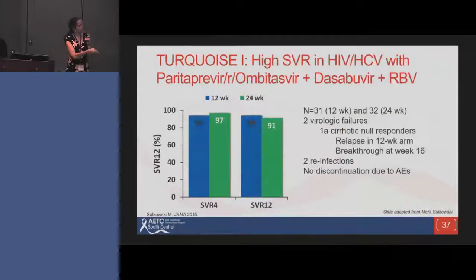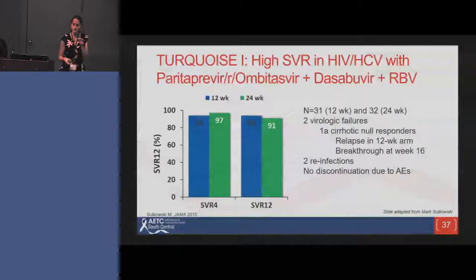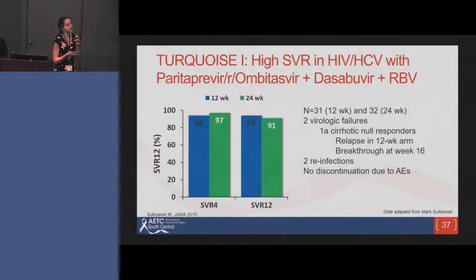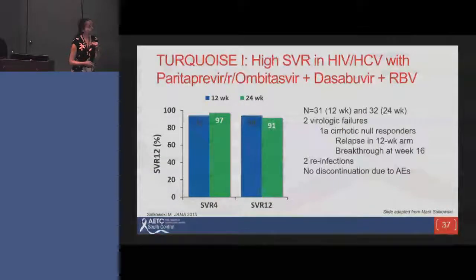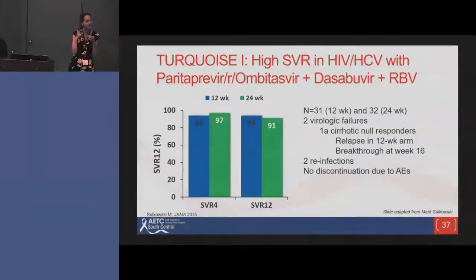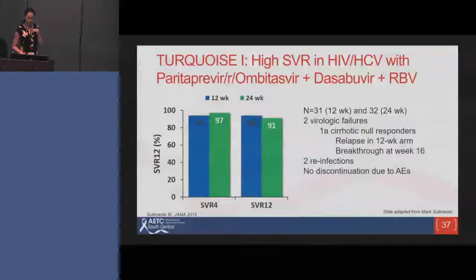And what you can see here is at 12 weeks after completing therapy on the right, 4 weeks after completing therapy on the left, there's overall a pretty good success rate, 94%, 91%. Now, a couple of these were due to people not following through on the study. There were 2 virologic failures, one who relapsed after completing a 12-week course of therapy, another who actually broke through, became viremic while on treatment in the 24-week arm, and 2 of these people also developed reinfection. So they actually were infected with a different genotype after completing treatment. So that accounted for some of the lower numbers observed as well.